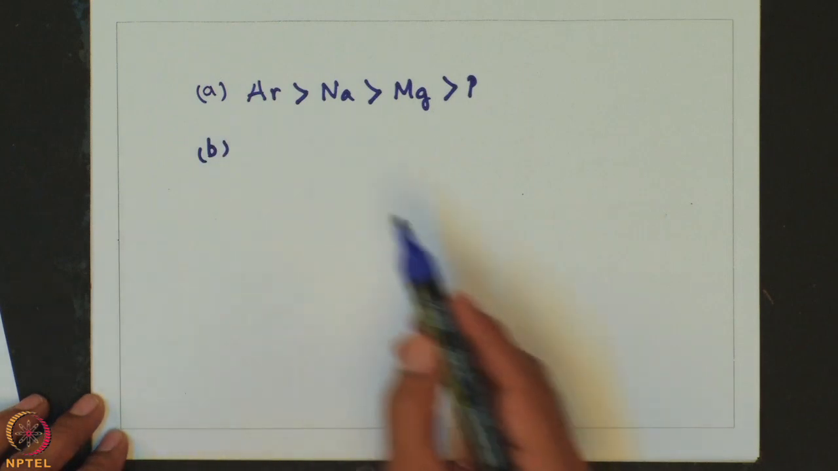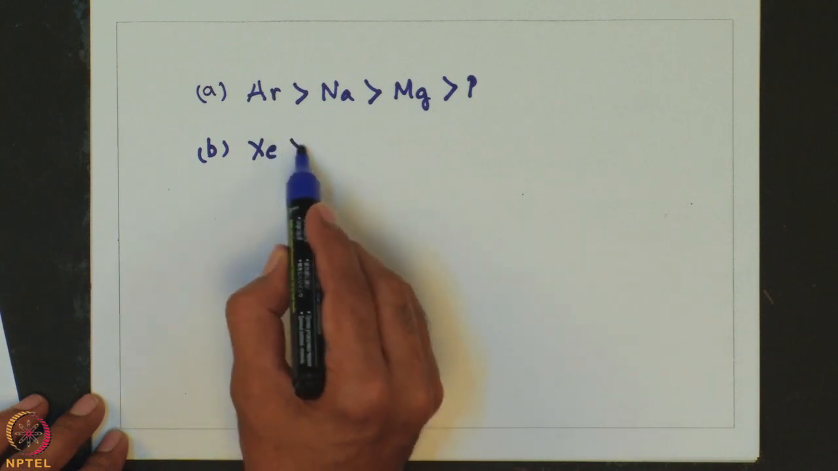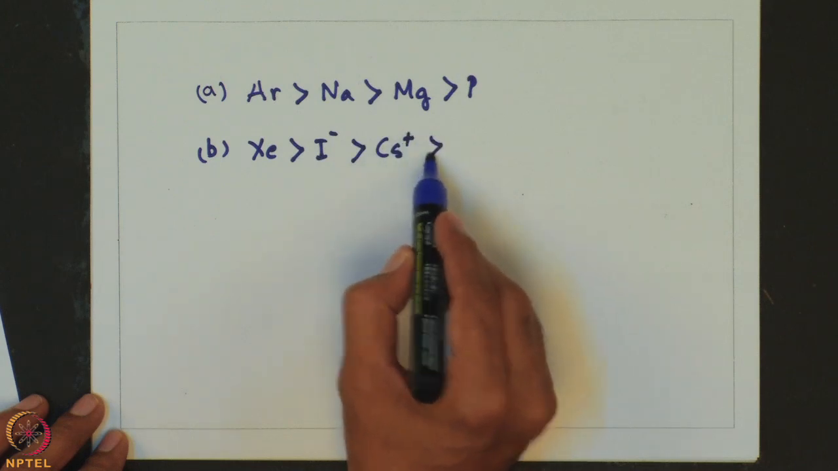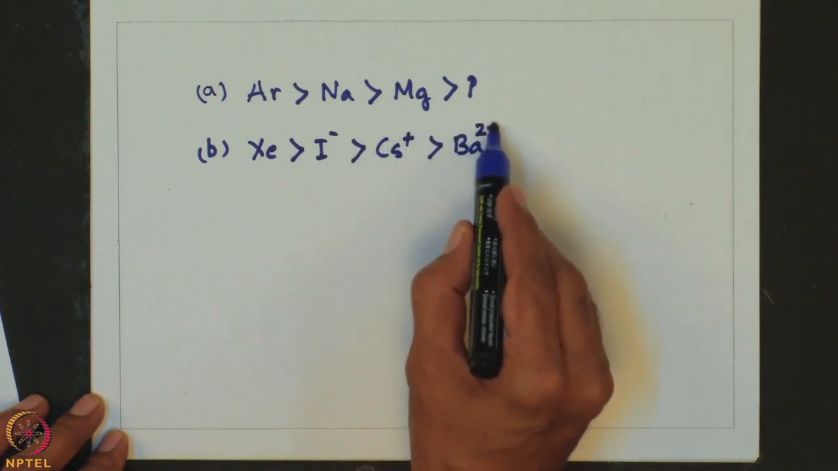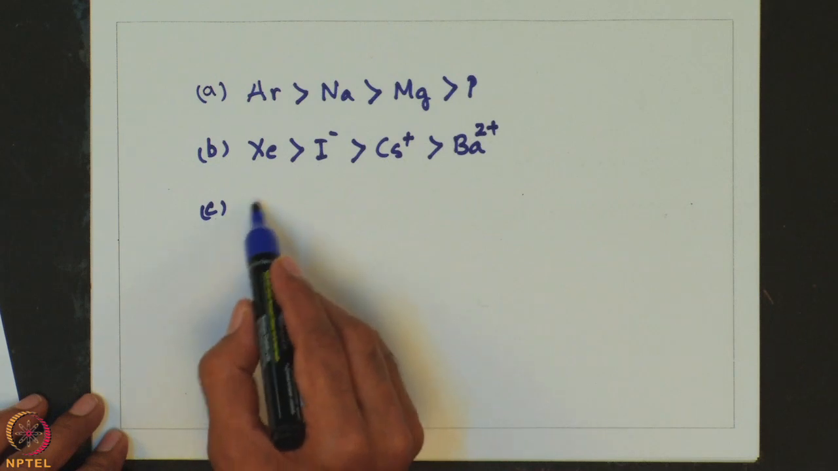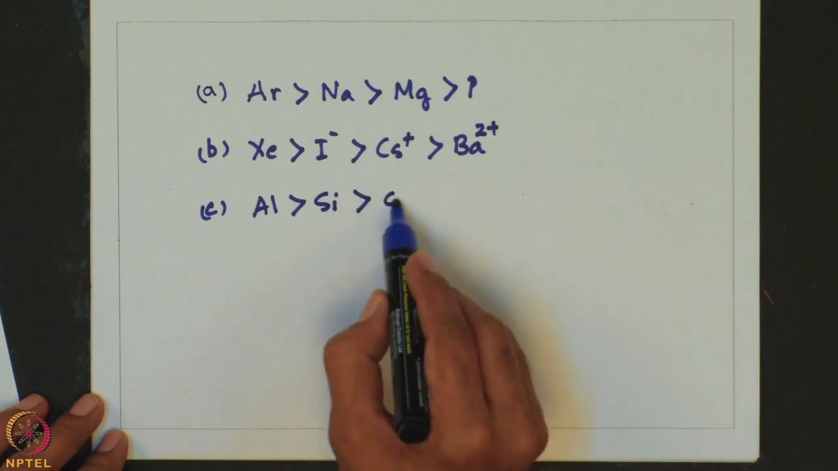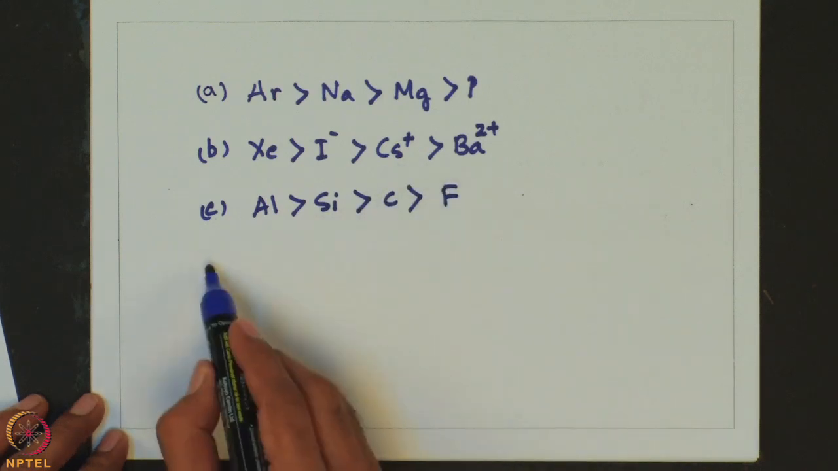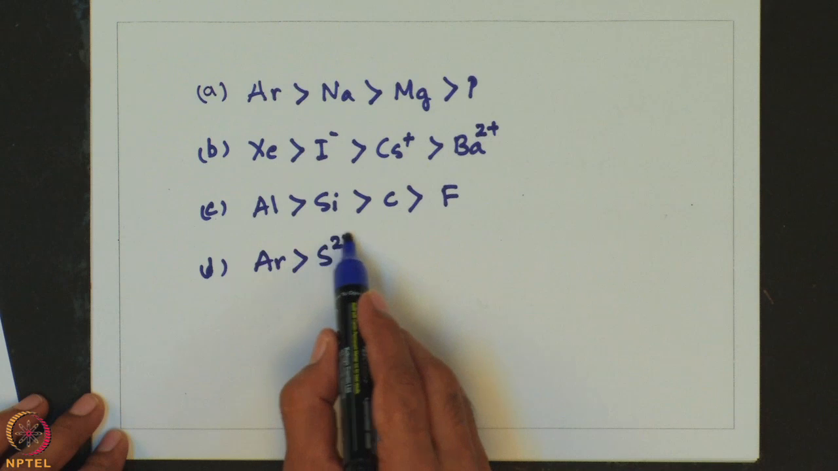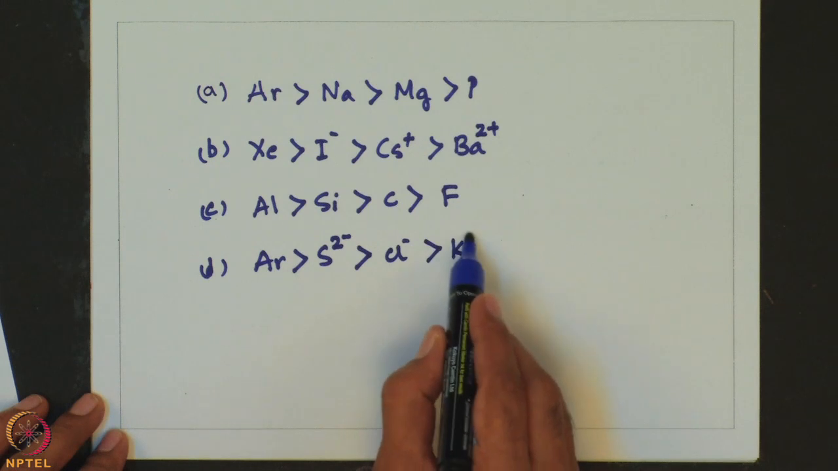Similarly, for the second one, the order is xenon, then I minus and Cs plus and then barium 2 plus. In series C, it is aluminum, silicon, carbon and then fluorine. In the last series, it is argon, then S2 minus sulfide ion and then chloride ion and then K plus.